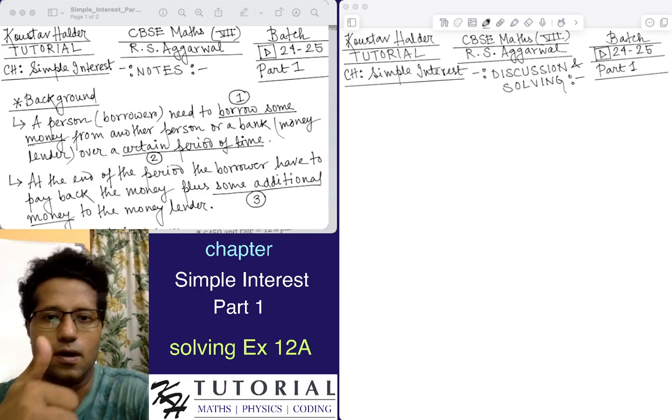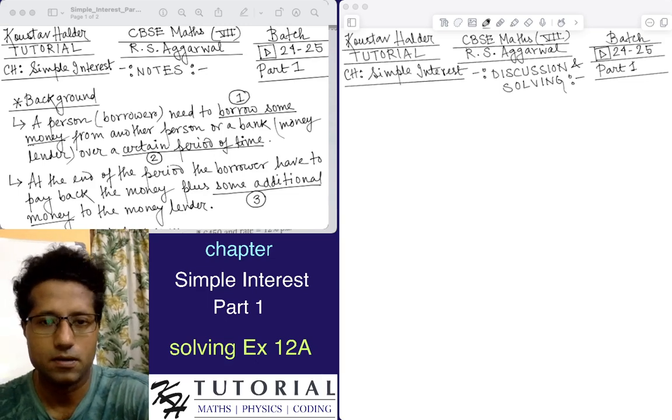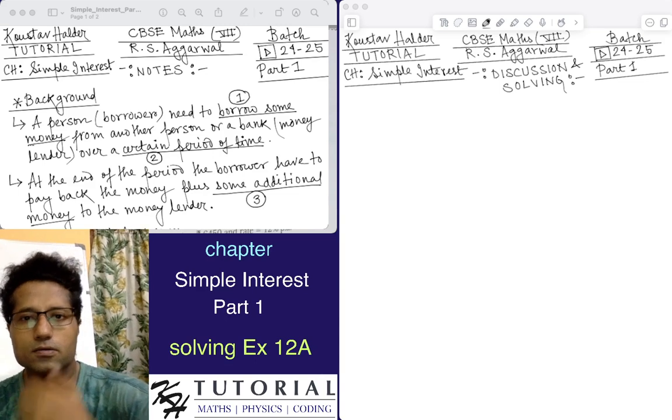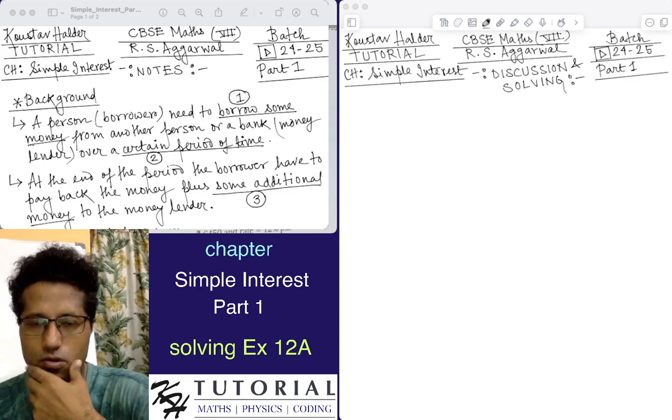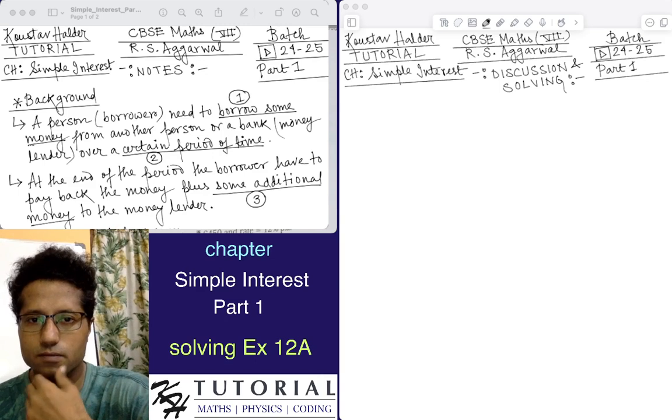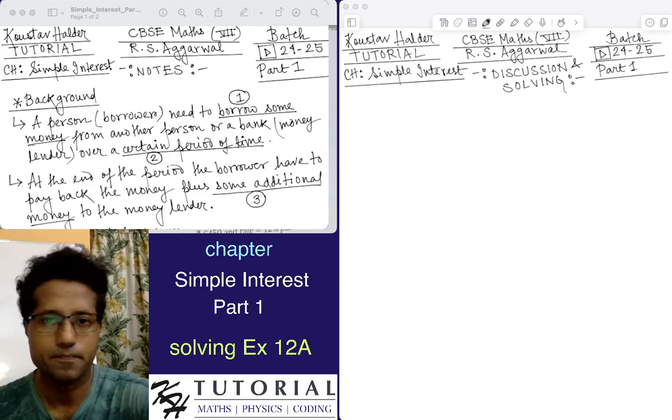Okay, so I have my rough notes prepared on the left hand side, and on the right hand side I will discuss the concepts and will solve the problems from exercise 12a.